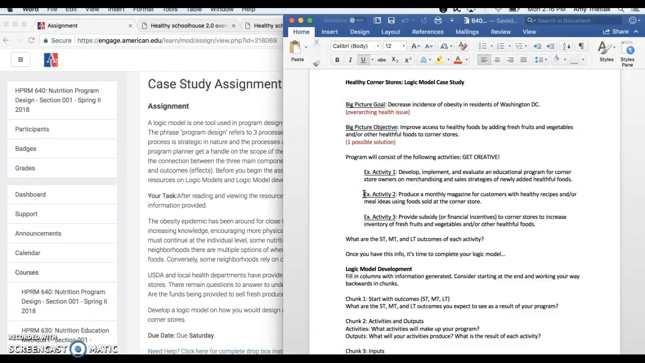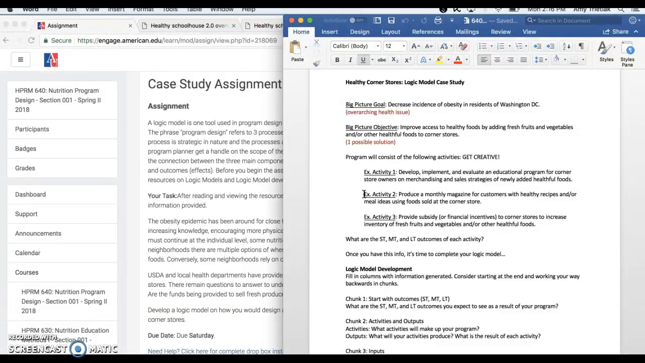The second activity that I came up with was producing a monthly magazine for customers with healthy recipes and or meal ideas using food sold at the corner store. This stemmed from a personal example. I have a Wegmans grocery store near me, and for those of you who are not on the East Coast and don't have a Wegmans, it's a very large grocery store. Every month or quarter, they send out a magazine. I get this in the mail, and it's this amazing magazine that's filled with really super easy and healthy meal ideas and recipes using things that you can pick up in the store.